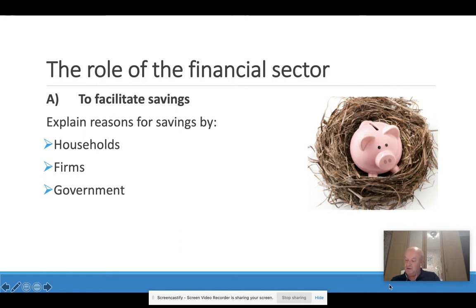So again, page 4 covers some definitions for you, but then we go on to look more specifically at some of the roles that the financial sector has. Okay, now one obviously is to facilitate savings, and clearly in some instances savings are considered to be a good thing. In certain situations, you might argue that households might choose to save for good reason, firms might choose to save for good reason, and governments might choose to save for good reason. And we'll look at that in a little more detail when we look at monetary policy and the way in which the Bank of England and the government might try to influence that.